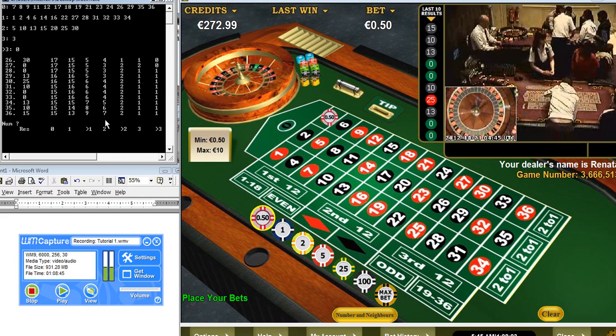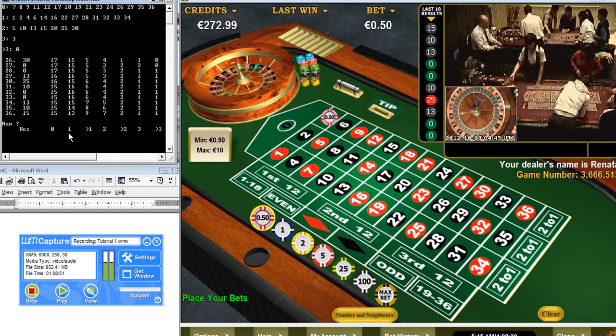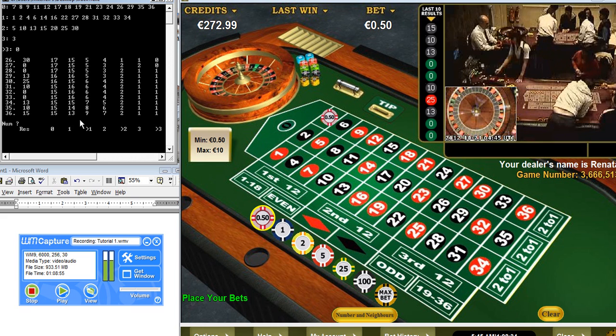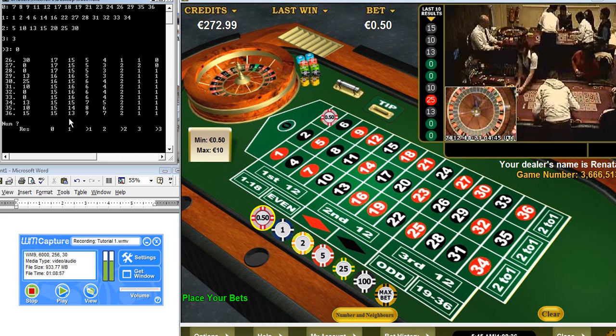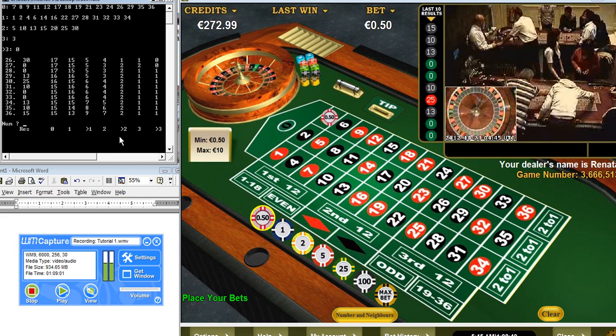Now, a crossing that would appear would be the 13, the 1 column, versus the 9. This would become 12, this would be 10, this would be 11, this would be 11. So in 2 spins, that could be a crossing.